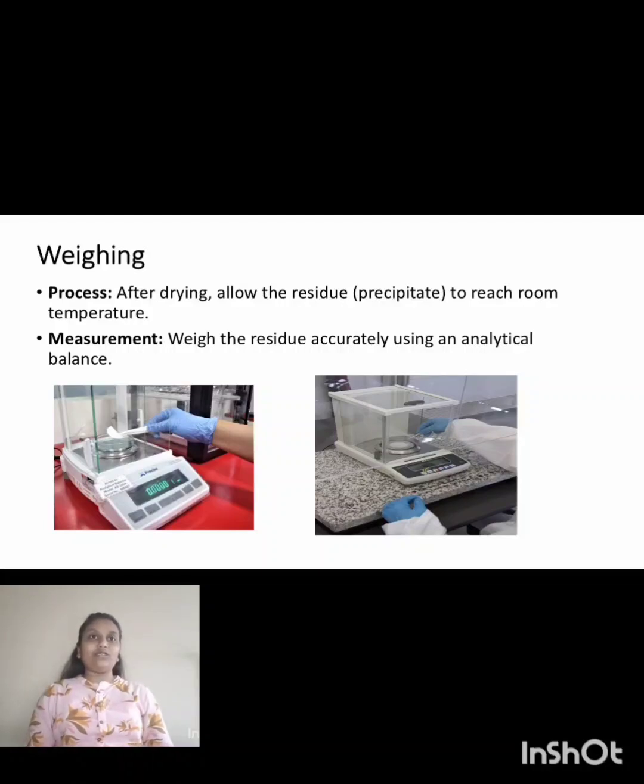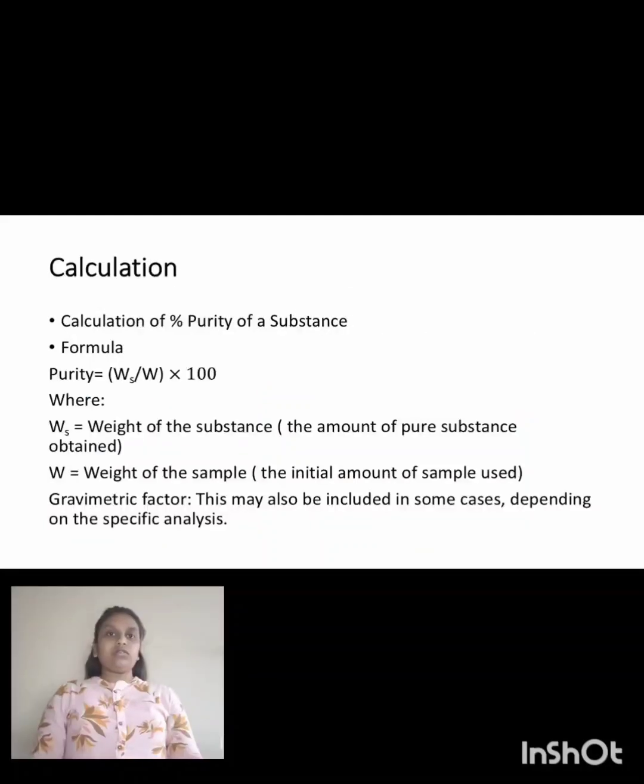After drying, allow the residue or precipitate to reach room temperature. Weigh the residue accurately using an analytical balance. Let's see the calculation part. Calculation of percentage purity of a substance can be done using the formula Ws divided by W into 100, where Ws is the weight of the substance and W is the weight of the sample. This may also be included in some cases depending on the specific analysis.